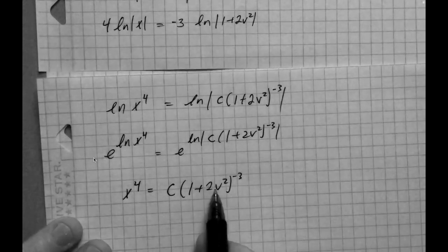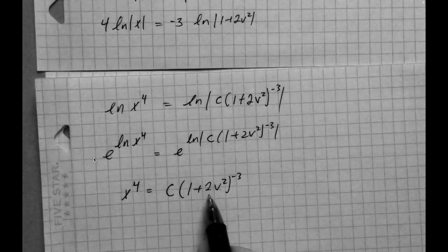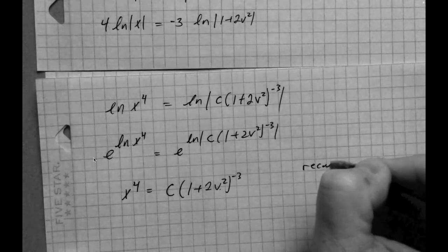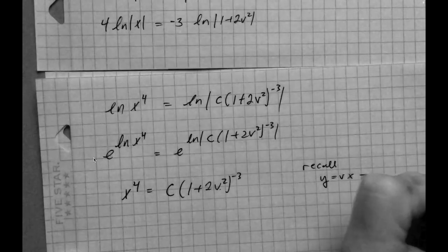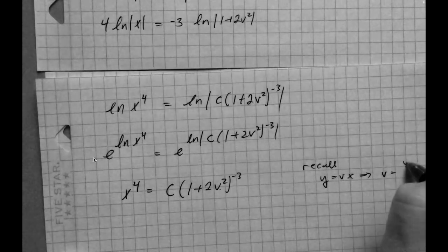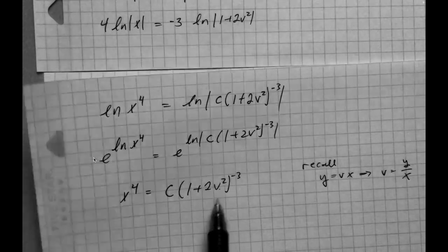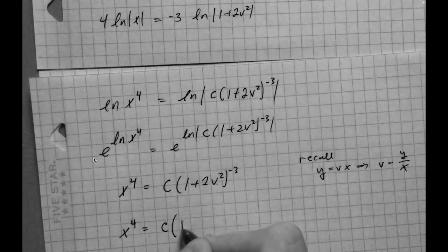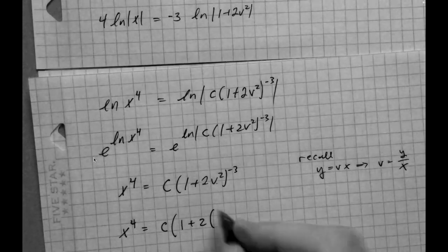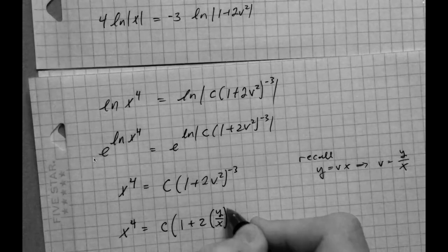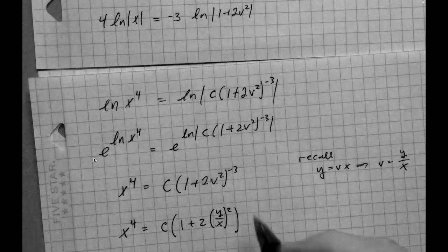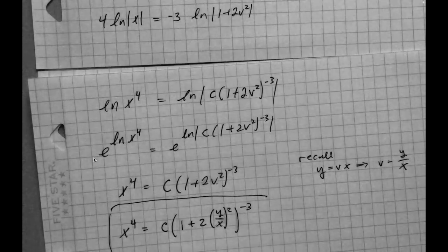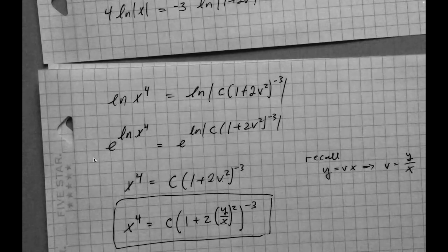And then the last step, of course, is we don't want the v, we want our original variable. So remember we said that y is equal to vx, and so v is equal to y over x, and we can plug that back in. We get x to the 4th equals c times 1 plus 2 times y over x squared, raised to the negative 3rd power. And so this would be the solution to this equation.